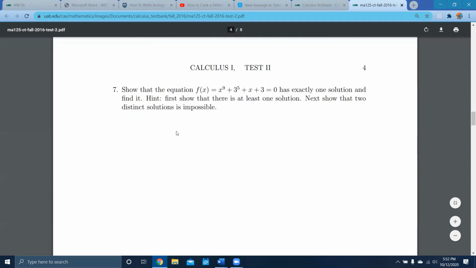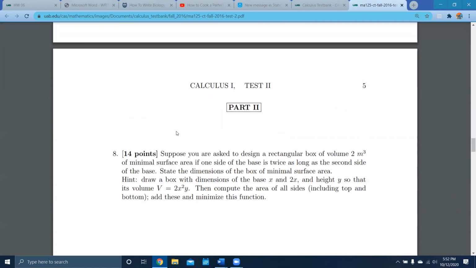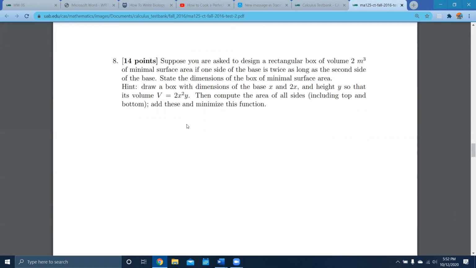Stop that. Leave that. Okay. There we go. Number 8. Oh boy, here we go. This is a fun one.